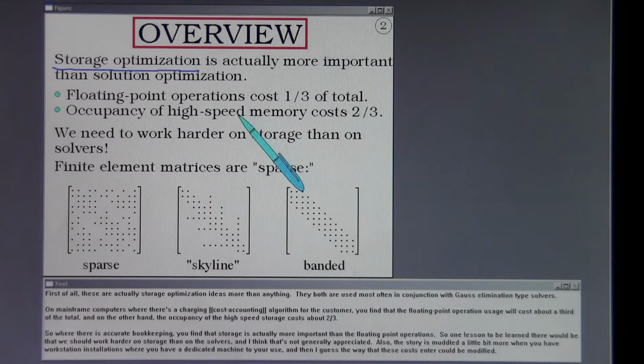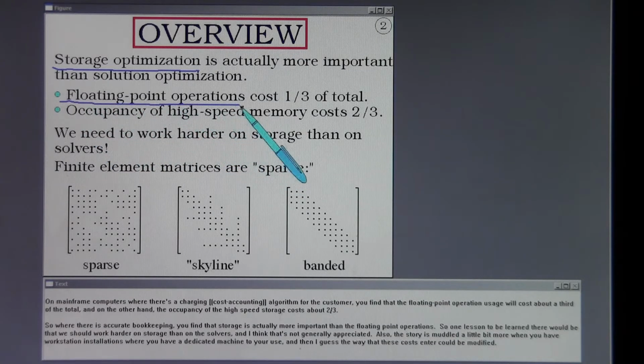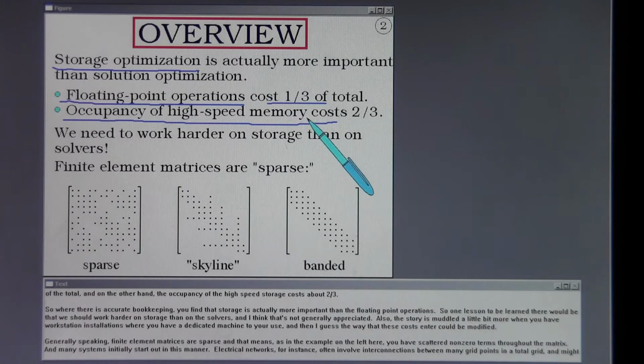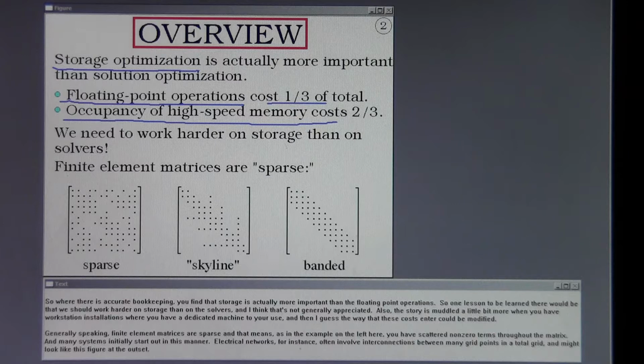On mainframe computers where there is a charging algorithm for the customer, you find that the floating point operation usage will cost about a third of the total. And on the other hand, the occupancy of the high-speed storage costs about 2/3. So where there is accurate bookkeeping, you find that storage is actually more important than the floating point operations. So one lesson to be learned there would be that we should work harder on storage than on the solvers, and I think that's not generally appreciated.